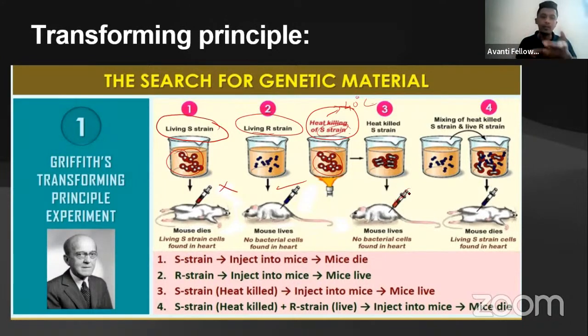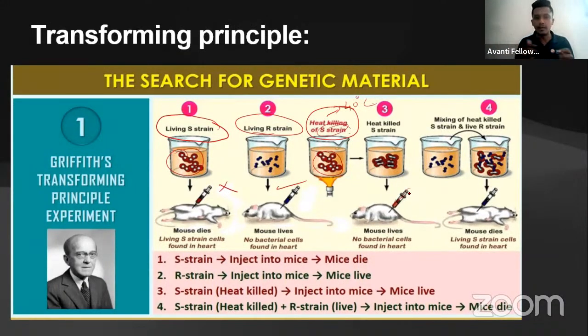So this attenuation process we just saw. What is one process of attenuating? Just heat kill it. Increase the temperature, it will lose the proteins and it will not have the capacity to cause the disease. Simple. Now, what happens? Once this heat-killed smooth strain was injected into the mice, the mice were living happily without developing pneumonia.